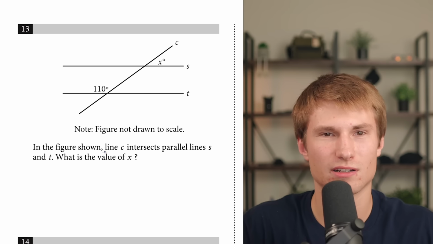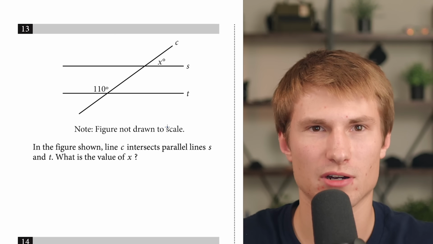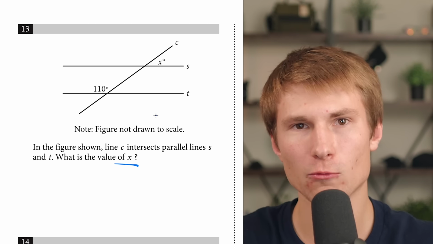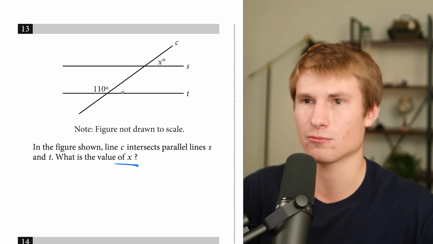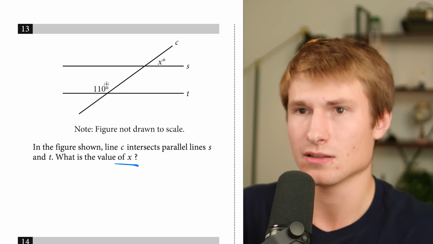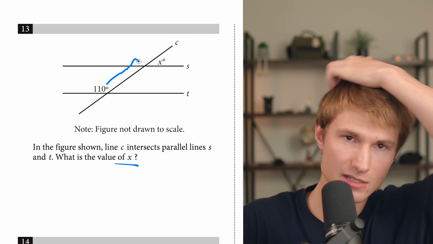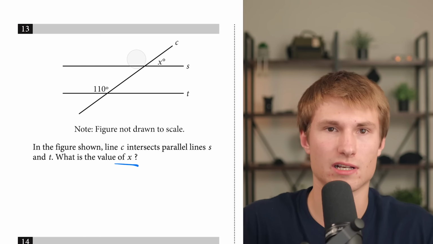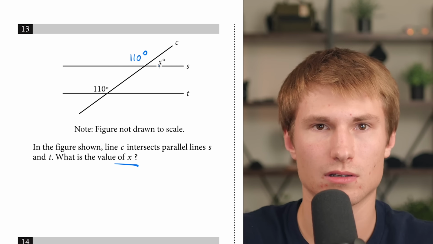Question number 13, in the figure shown, line C intersects parallel lines S and T. What's the value of X? All right, so key thing to understand with intersecting parallel lines is this angle here of 110 is gonna be the same as this angle here of 110. Okay, they're corresponding angles. Now from there, it's really easy.